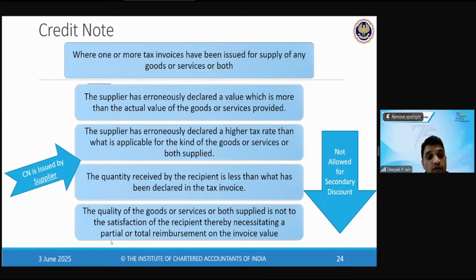And second situation, when the supplier has erroneously declared a higher rate of tax, 80,000 hi hai, lekin I should have charged 12%, I have charged 18%. So balance 6% ke liye bhi main credit note raise kar sakta hoon. Or when I've supplied everything correctly, the quantity I had mentioned 20, receiver has received only 18. Toh phir 2 ke liye I will raise a credit note. Last situation, where the quality of the goods or services supplied is not to the satisfaction of the recipient, thereby necessitating a partial or total reimbursement. In that case also I can raise a credit note. Only in these 4 scenarios, I can raise a credit note.